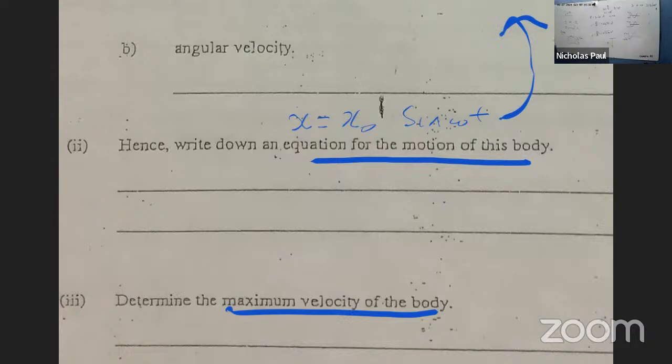Omega x naught. Very good. Right, so watch here. Maximum velocity is omega x naught. See that? Omega x naught.